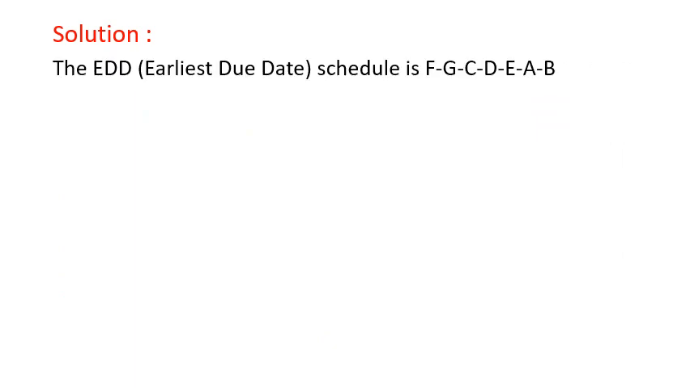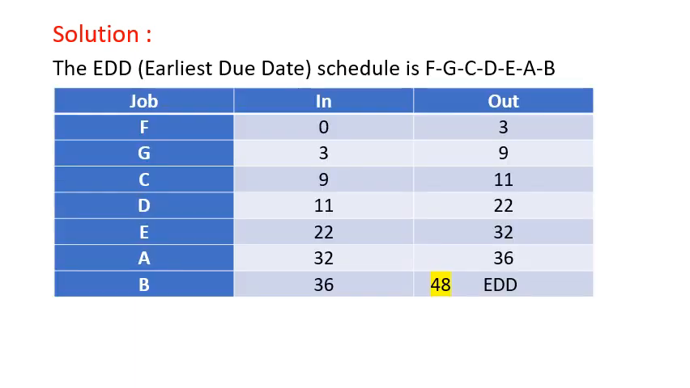Now the earliest due date schedule was established as FGC DEAB. Now similarly, according to this sequence, again taking their individual processing times into account, this will be your table. So I think by this time you will have understood how these in and out times are arrived at. F starts at 0, takes its 3 days of processing time.